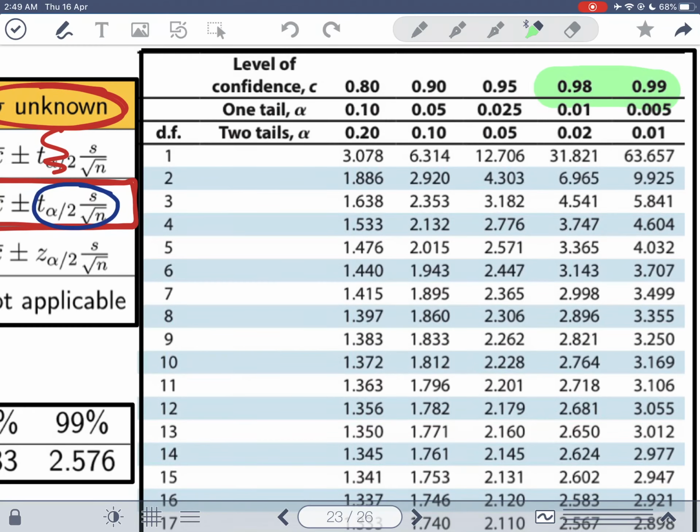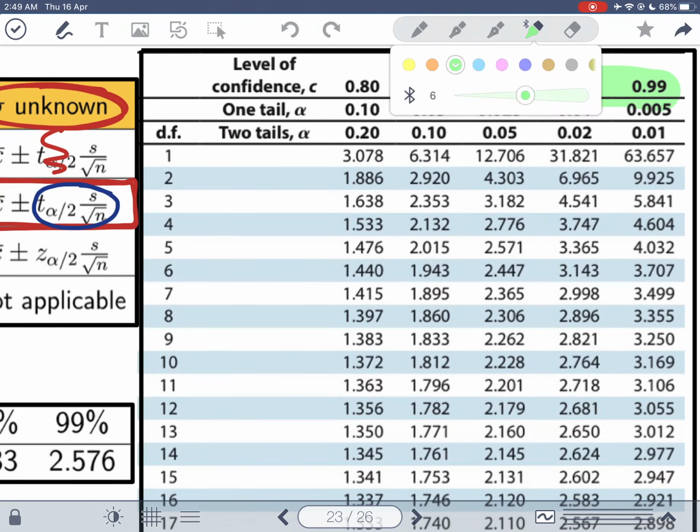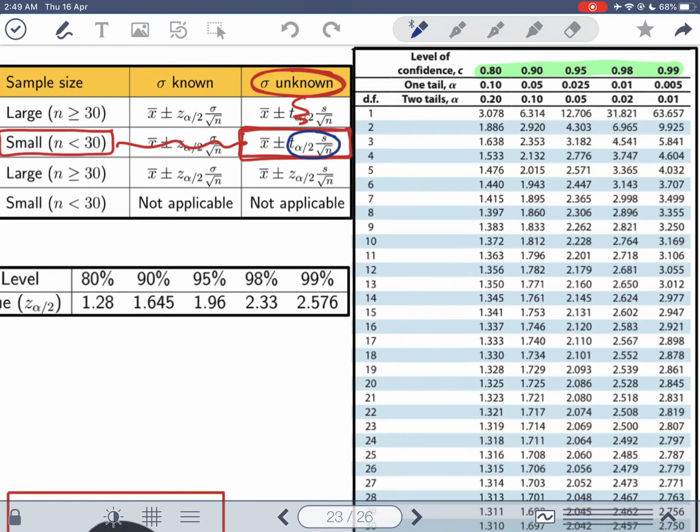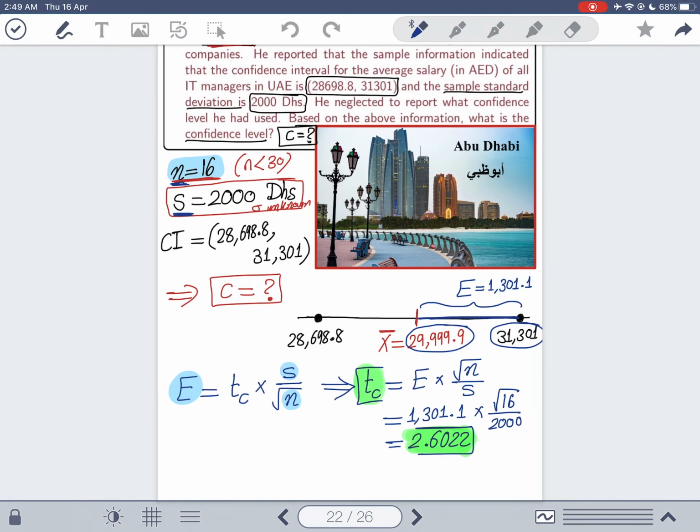Sorry for this. It's one of the confidence levels that you see here. So which one of them? So do we look in the table and try to find this t that we computed here? Well, yes, but you know that n is 16. Please pay attention to this. N is 16, and so how many degrees of freedom do I have? It's n minus 1, which is 16 minus 1, which is 15. So I know that I have 15 degrees of freedom.